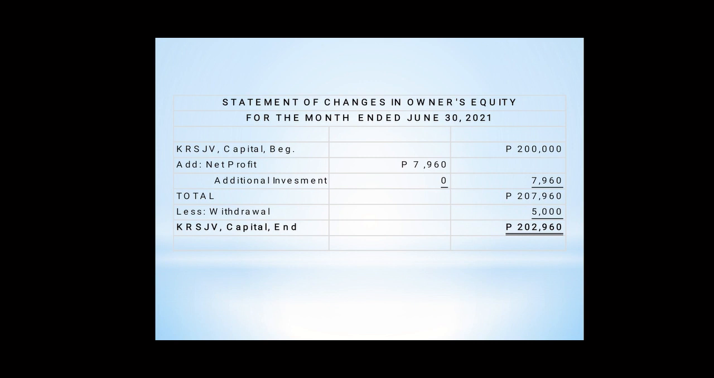So after making the income statement, we will proceed on making the owner's equity statement. The formula is Khrushchev capital, beginning, 200,000. Add net profit of 7,960, and we do not have an additional investment, so 0. So the total is 207,960. Less withdrawal 5,000. Khrushchev capital, end, is equal to 202,960.